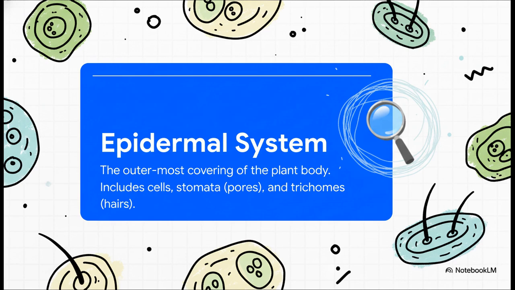So the epidermal system, the skin, is the plant's first line of defense. It's this outer layer that protects it from the world. But it's not just a simple wall. It's dotted with these tiny, crucial pores called stomata. They're like little mouths that can open and close to let the plant breathe and control water loss. It's a really smart, interactive barrier.